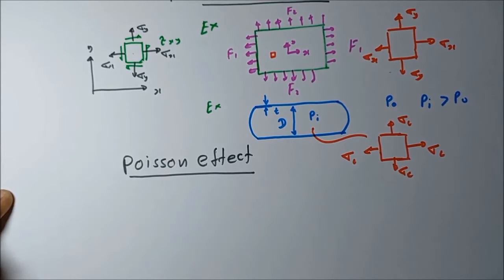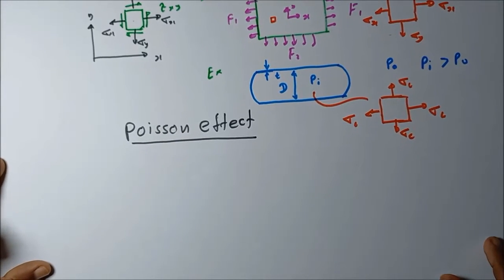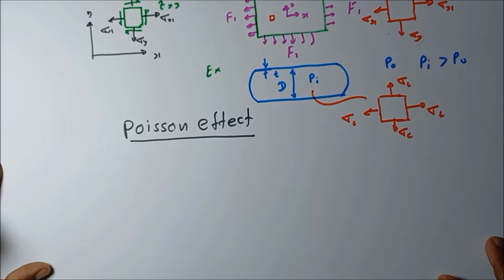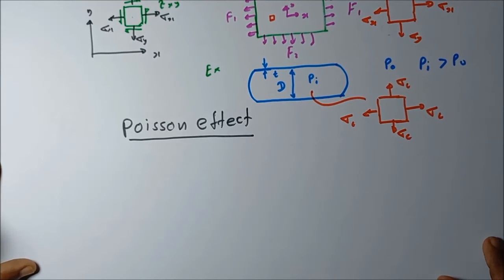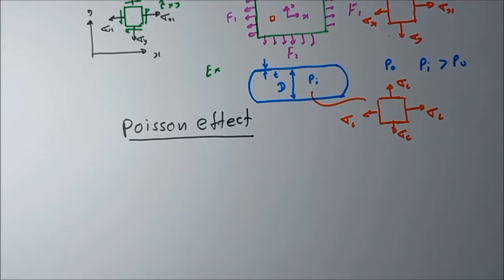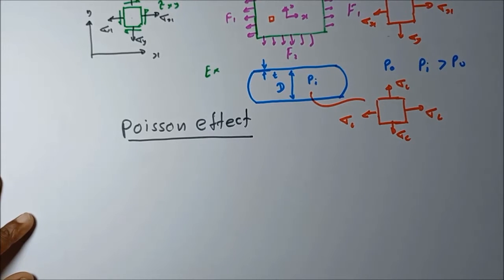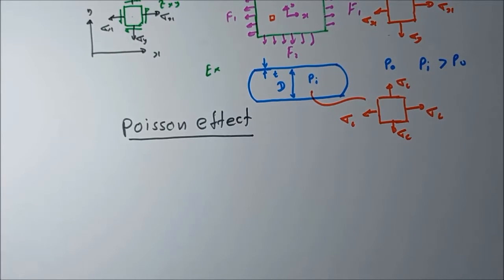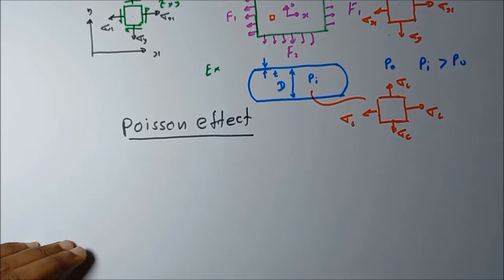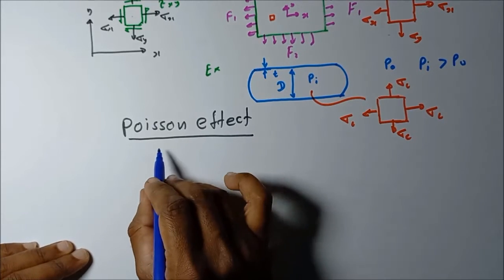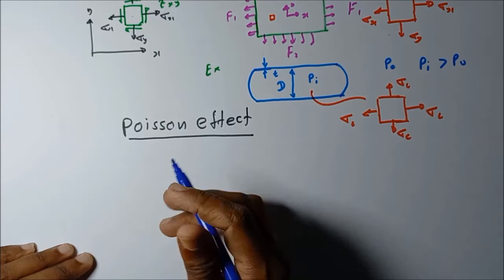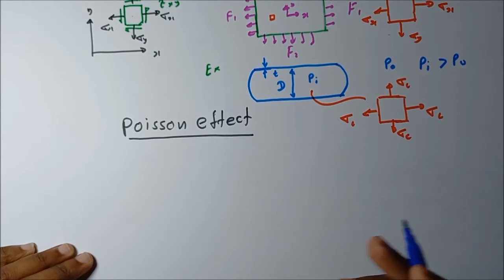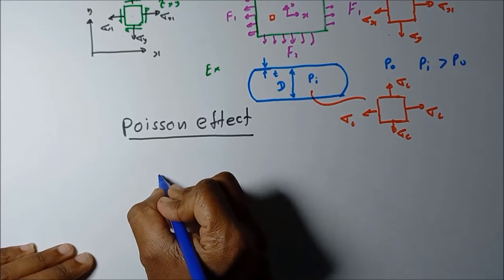Poisson effect. What is meant by this Poisson effect? With relation to the biaxial stress system, we are going to discuss the Poisson effect. Then we can extend it to a three-dimensional stress system also. What is meant by the Poisson effect? Let me define this Poisson effect. The deformation in the direction perpendicular to the stress acting is called the Poisson effect. Let me explain that one.